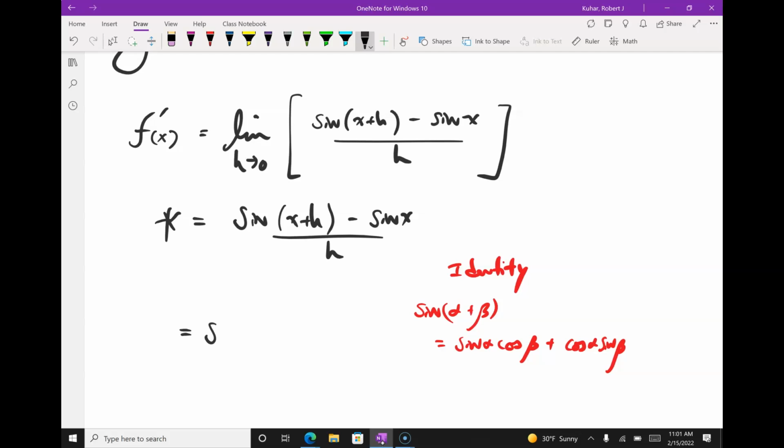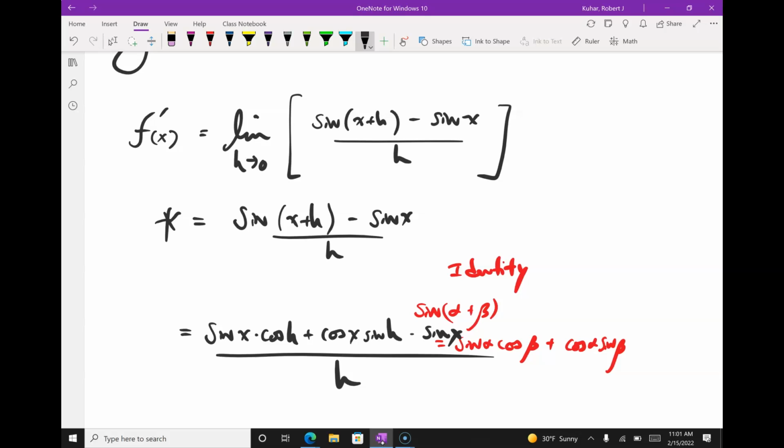So I get sine of x cos of h plus sine of h cos of x minus sine of x, all over h. And you say, well, Robert, am I supposed to know that identity? Yes, you did it in pre-cal, but you can put it on your formula sheet, right?